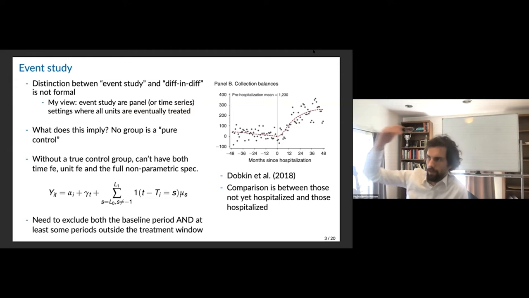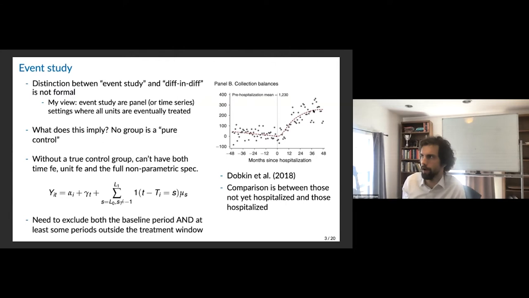The key point in this setting, and hopefully this is clear in the back of your mind, is that the comparison being made is, remember, they don't have anyone who's never hospitalized. So if you're estimating an effect 36 months after the fact, that point estimate has to be estimated using the relative comparison of somebody who's 36 months after hospitalization relative to whatever the omitted base time period is. I believe they did t equals minus four, four months beforehand, but regardless, some pre-period they're comparing relative to.